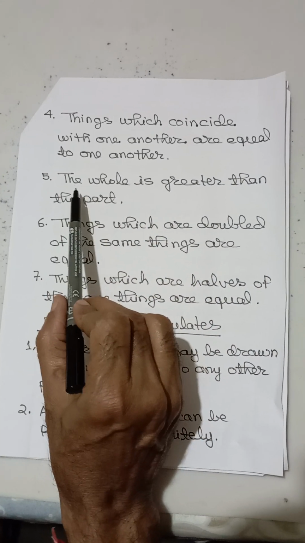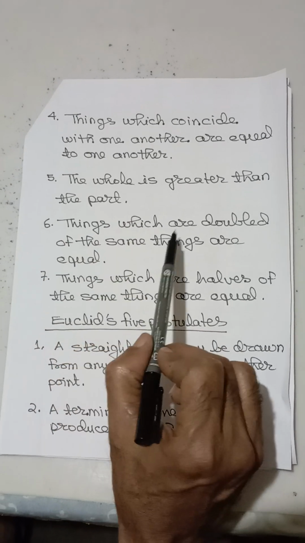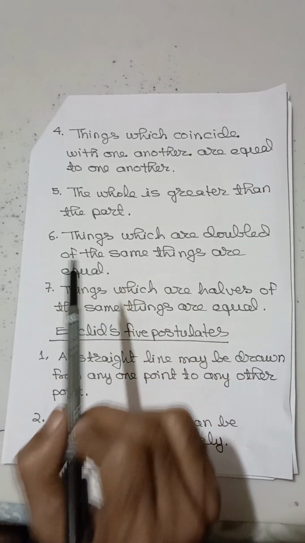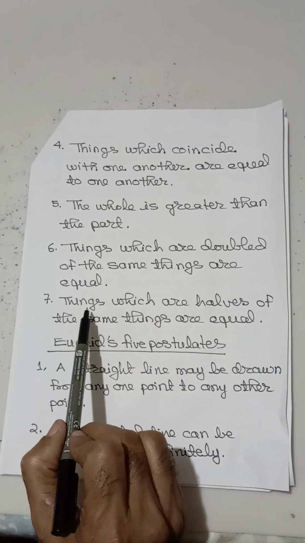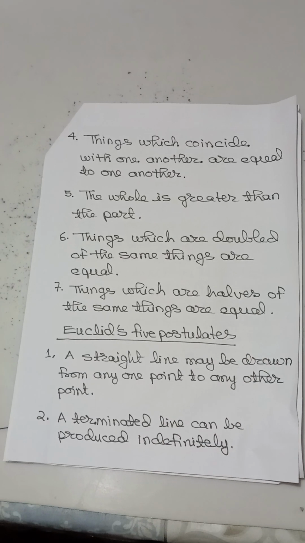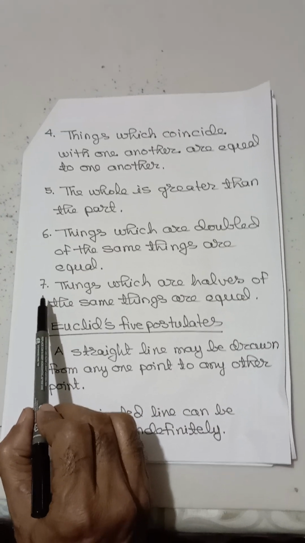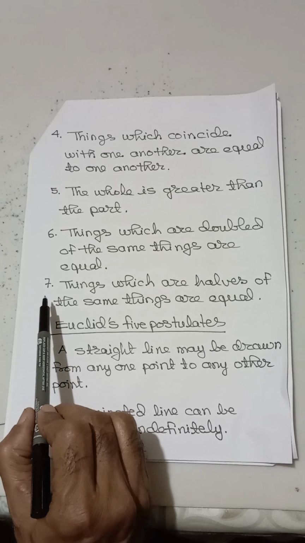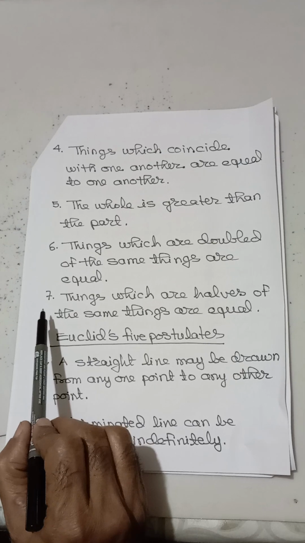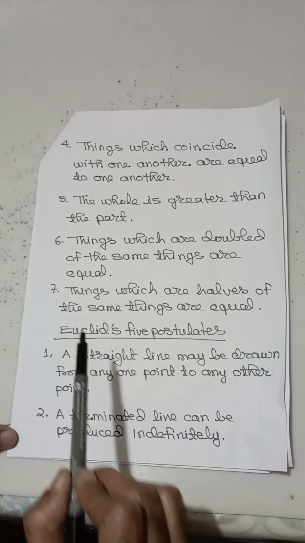Axiom 5 is the whole is greater than the part. Axiom 6 is things which are doubles of the same thing are equal. Axiom 7 is things which are halves of the same thing are equal. After this lecture, I will try to explain one by one what the axioms are. I will explain all the 7 axioms which I just read out.